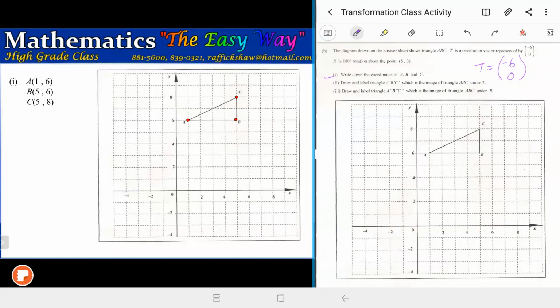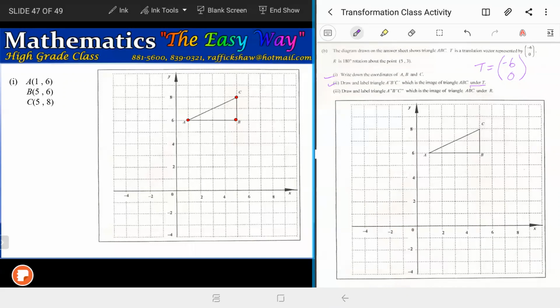The second part wants us to draw and label triangle A prime, B prime, C prime, which is the image of triangle ABC under T. In other words, to go to the prime triangle, you have to do the translation. Remember, the translation is 6 units to the left. Do your transformation, whichever it is, 1 point at a time. Don't try to move the entire triangle left all at once. You're gonna write foolishness. So all you have to do is move the vertices 1 point at a time.